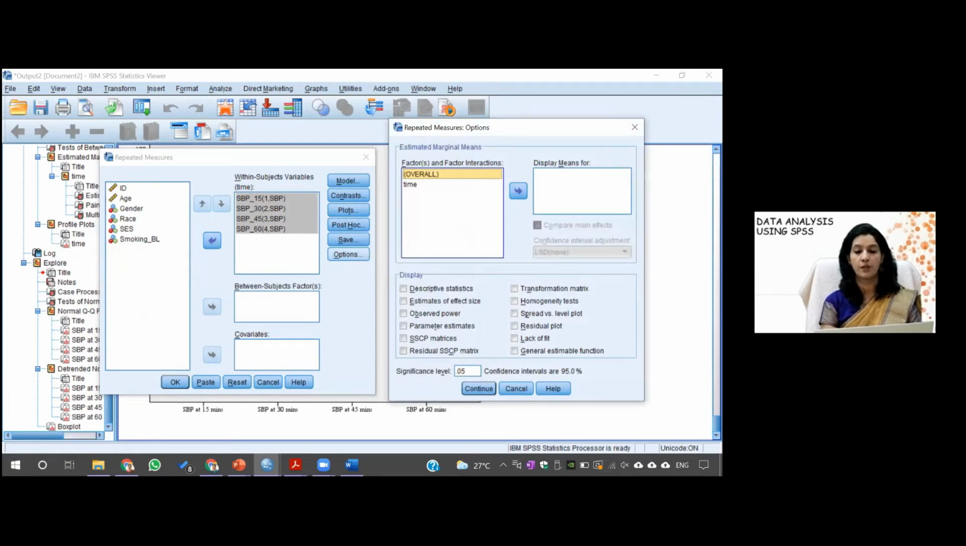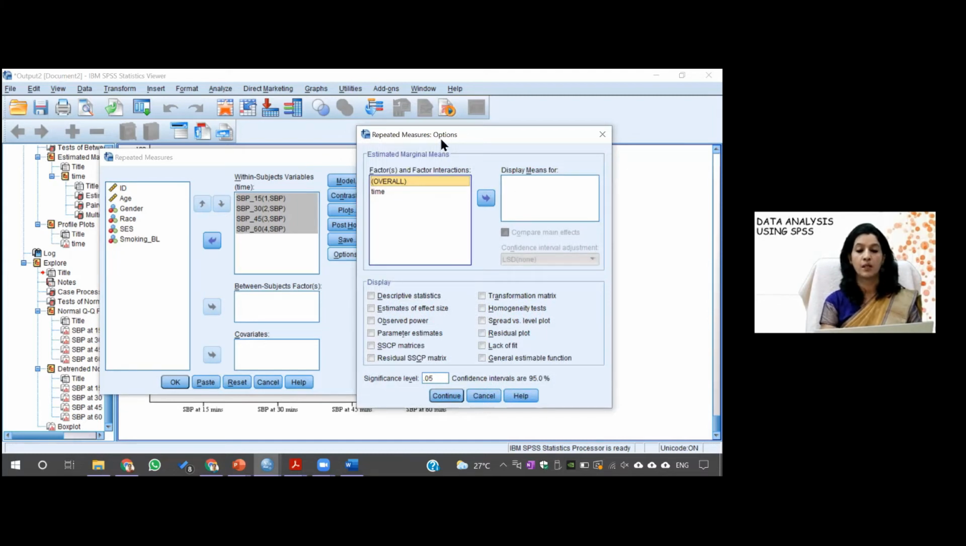Once you press this option, it takes you to a window which tells you about the marginal means or the factor interaction. Here it is the time, so I have to display means of the 4 time points. Then for post hoc, I have to click here. This post hoc is the comparison between the different time points, like between 15 and 30, 30 and 45, 45 and 60, and there will be so many pairs. For the post hoc across different time points, we apply Bonferroni.